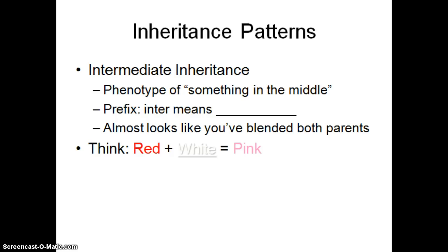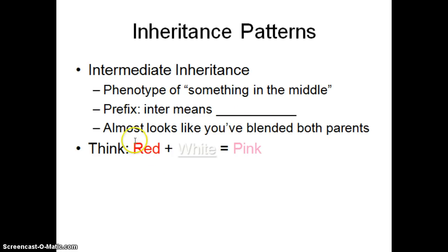Incomplete dominance is also known as intermediate inheritance. So sometimes people use incomplete or intermediate. Either one of those would be the same thing. And that's when the phenotype is something in the middle between either extremes. So if we think about our prefixes, inter means what? A little practice here for our prefixes. And that means between. Inter is between. So it almost looks like you've blended both parents.